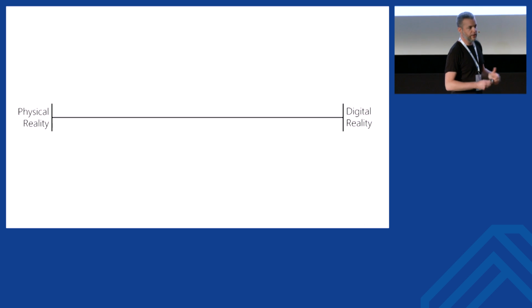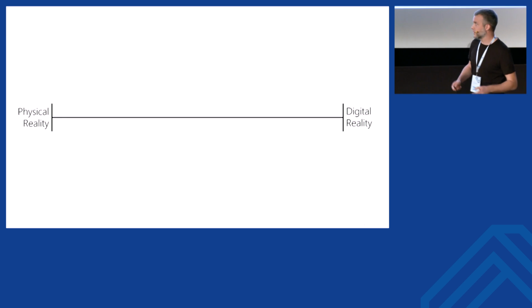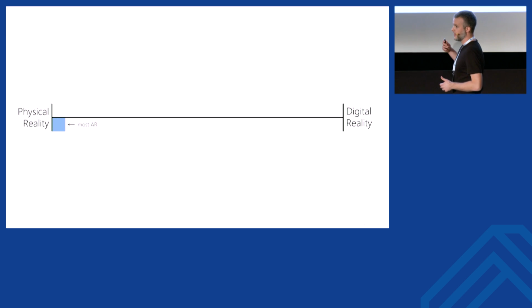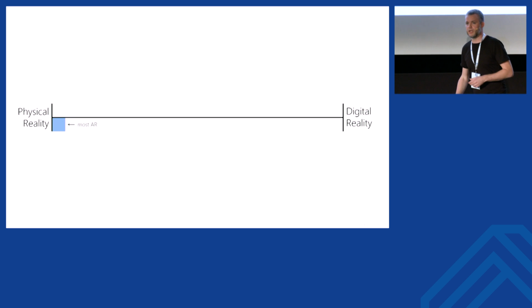We have two realities: the physical one that we interact with on a regular daily basis, at least I assume we interact with it pretty regularly, and on the other hand, the digital reality, where everything is virtual. Between those two realities, we have the whole spectrum where different experiences exist. For example, current AR solutions live somewhere very near the physical reality.